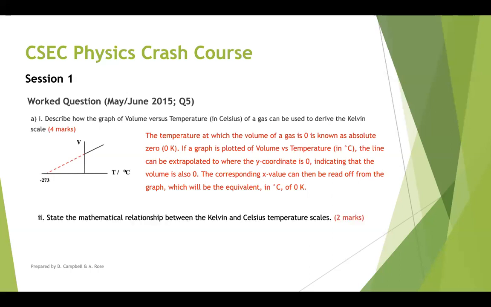All right. Now, based on that, you're asked to state the mathematical relationship between the Kelvin and Celsius temperature scales. You can just write a simple mathematical equation. You can write that the temperature in Kelvin is equal to the temperature in degrees Celsius plus 273, or you could write that the temperature in degrees Celsius is equal to the Kelvin temperature minus 273.